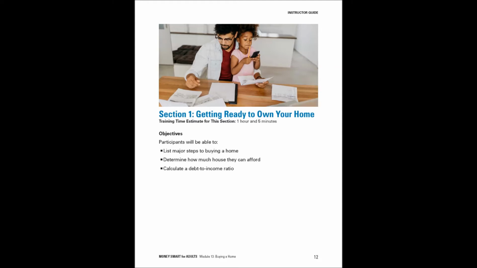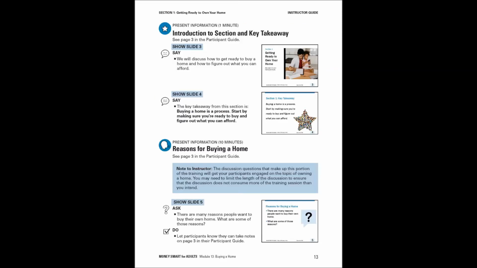We are now into section 1, getting ready to own your home. The objectives here are to list major steps to buying a home, determine how much house they can afford, and calculate a debt to income ratio. As with other modules, you're going to start out with the key takeaway as part of the introduction to the section. Notice the key takeaway is denoted by a star. So that's really the marker.